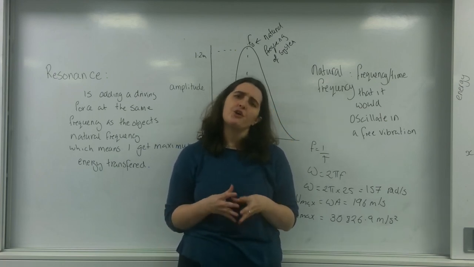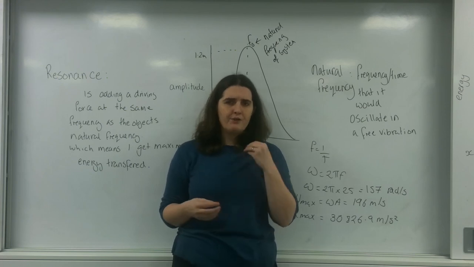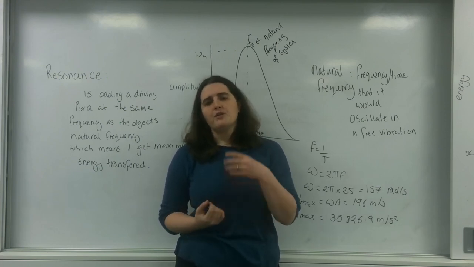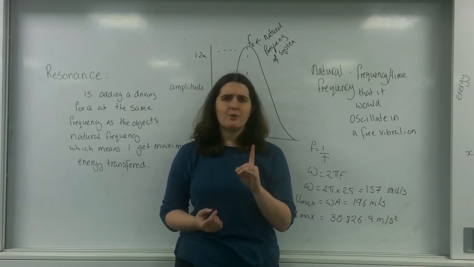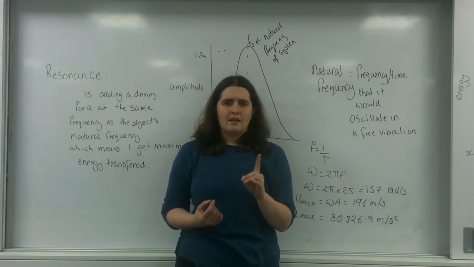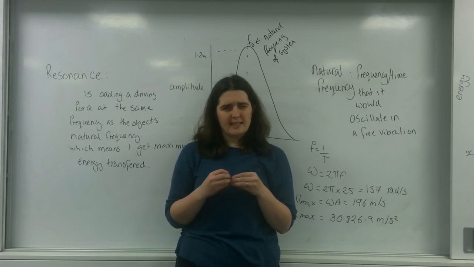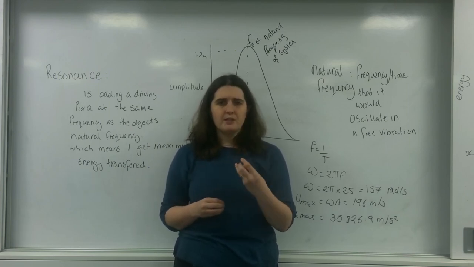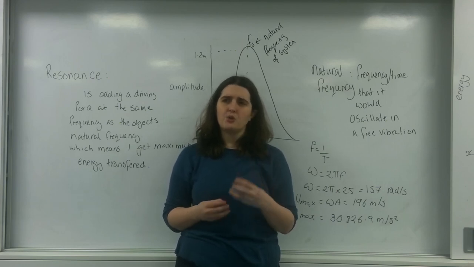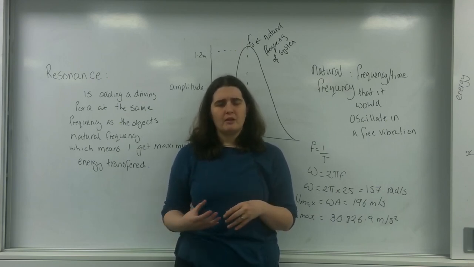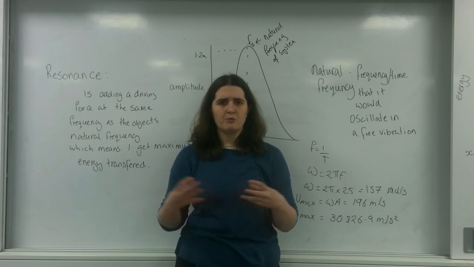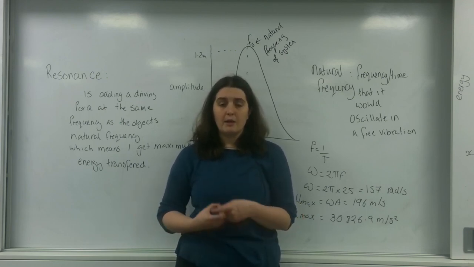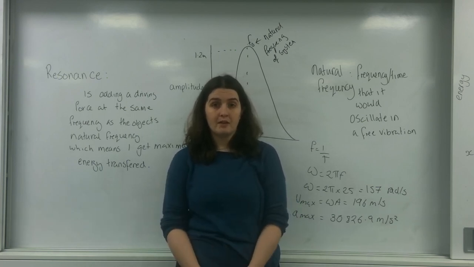So every system has a resonant frequency, and if you force it to oscillate at that frequency, you get maximum energy transfer. So if a singer was singing at the natural frequency of those bonds in the glass, the singer's voice would give enough energy to cause resonance, to cause them to move with such energy that they would break.